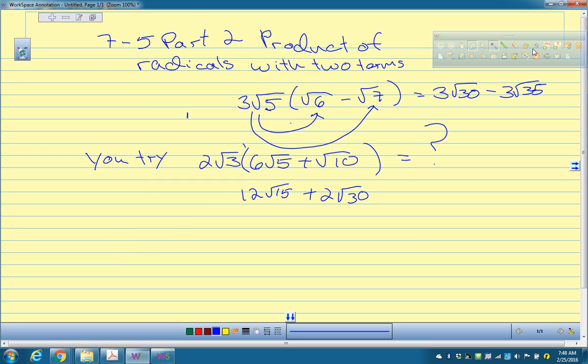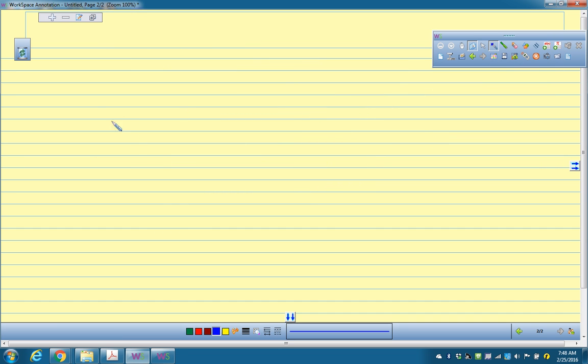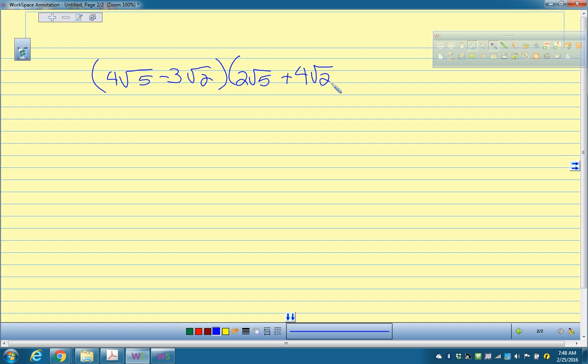Okay? So if you were to see something like this, 4 root of 5, no math cheer here, minus 3 root of 2, that's part of the math cheer, times 3 root of 2 times 2 root of 5. Don't write this on your whiteboard. I'm going to do it with you, okay? But I'm going to give you a chance to try, okay? 4 root of 2, okay? This is what happens in this one, okay?